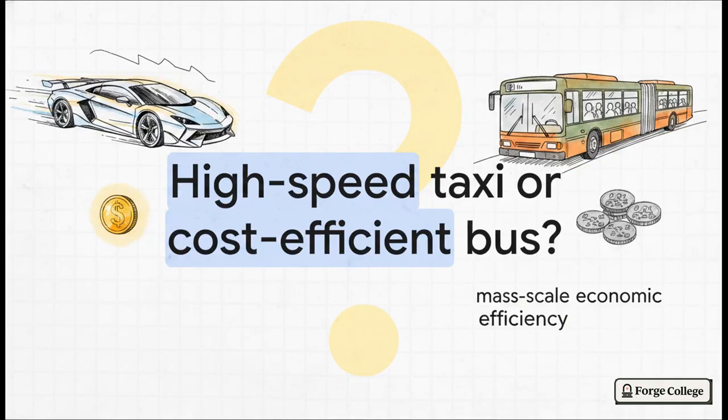So I want to leave you with this final provocative thought to take back to your engineering team. Are you building a high-speed taxi or a cost-efficient commuter bus? You really cannot have both at the extreme ends of the spectrum. You have to decide what your application prioritizes, instant gratification or mass-scale economic efficiency, and configure your bundlers and paymasters accordingly.